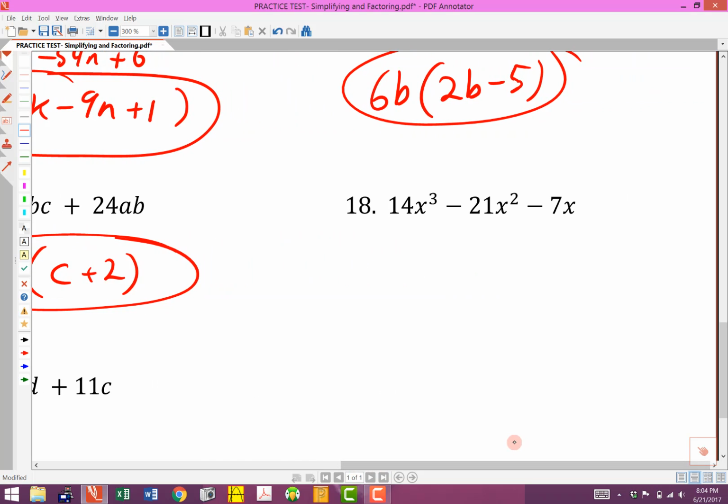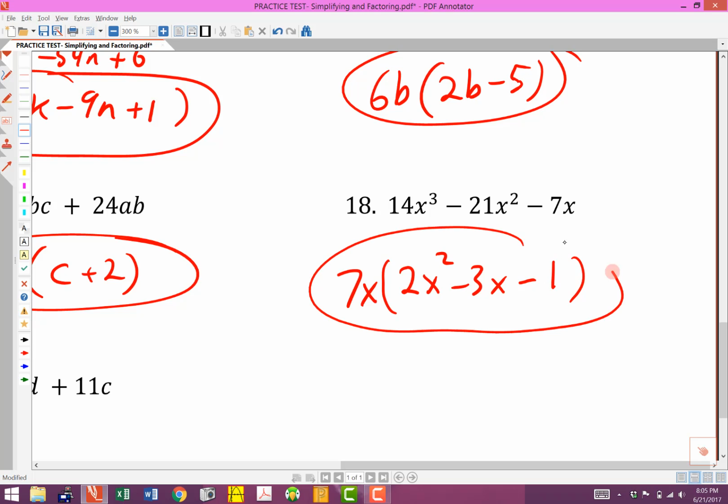Getting near the end here. Let's see. It's written in the correct order, so we've got that going for us. Let's look at the numbers. 14, 21, and 7. 7 will go into all three of those, and the leading one's positive, so we're going to do that. And then they all have an x. Okay, so that's good. So 7 would leave us with a 2. Took out one of those, we'd be left with an x squared. 7 would leave us with a -3. Took out one of those, so we'd have an x. Now, what are we left with if we take a 7x out of a 7x? And that was negative. It would be a -1. Please don't forget that. Okay?